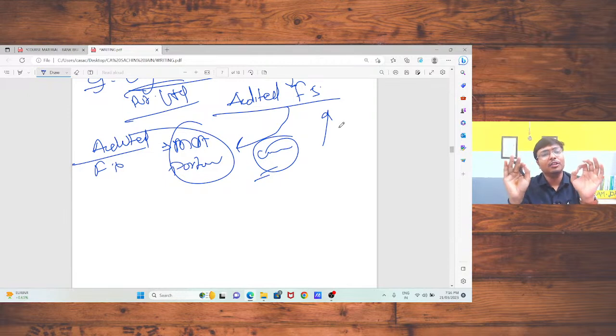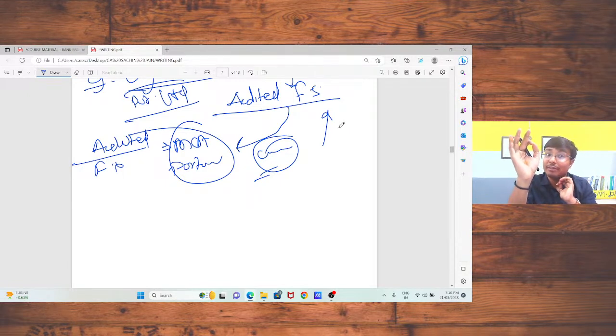And in 20, 30, or 40% of cases, you will find differences. There is a difference between the financial statement provided to the bank and the financial statement which is available on the MCA portal. So that is our responsibility. We should check the same.